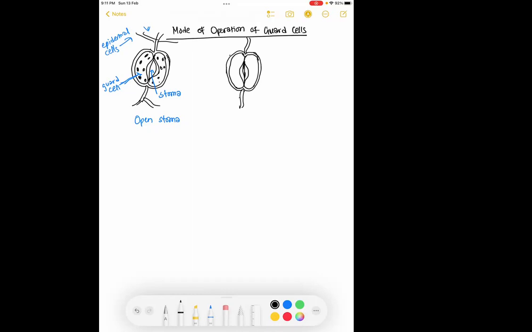Okay. So this is closed stoma. Now, there are some points to note down.